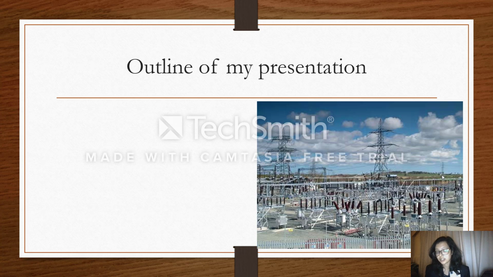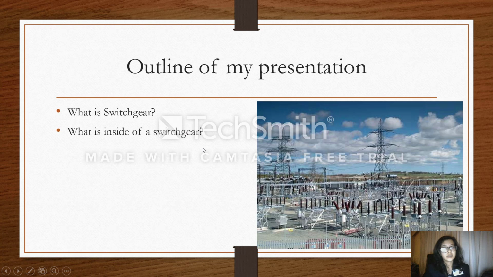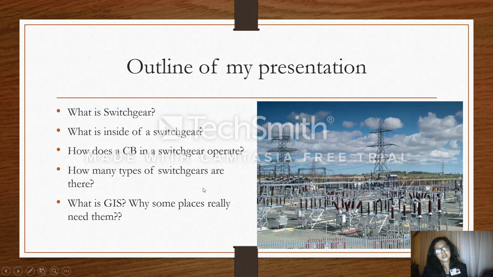When we were instructed to present a topic in our comm class, the first thing that came into my mind is I have to do something that is related to my work experience. Here's the outline of my presentation. What is a switchgear? What is inside a switchgear? How does a circuit breaker in a switchgear operate? How many types of switchgears are there? What is GIS? Why some places really need them?